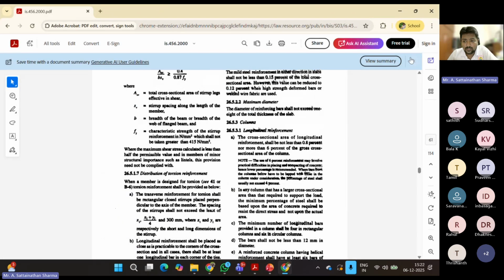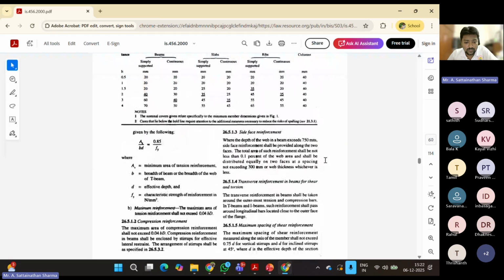Here you can see, is my code book visible? I'm changing screens. Is it visible?